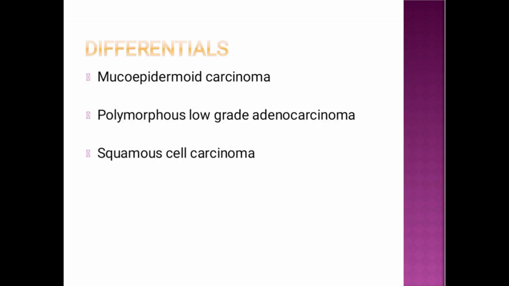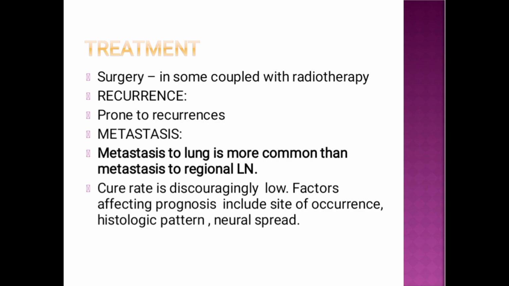Differentials can be mucoepidermoid carcinoma, polymorphous low-grade adenocarcinoma, and squamous cell carcinoma. You can have mucoepidermoid and squamous cell carcinoma, and also the polymorphous low-grade adenocarcinoma. Treatment is surgery, which can be done with radiotherapy. It is prone to recurrence. Metastasis to the lungs is more common than to lymph nodes.